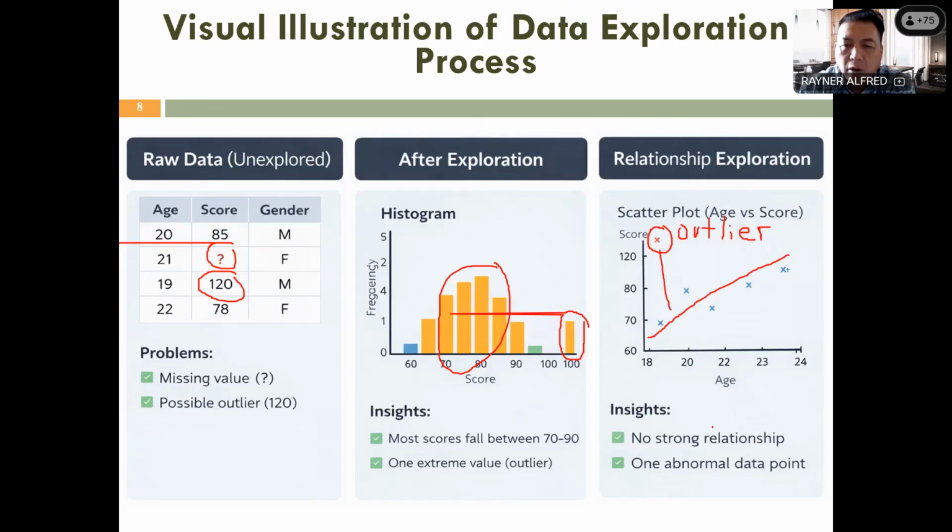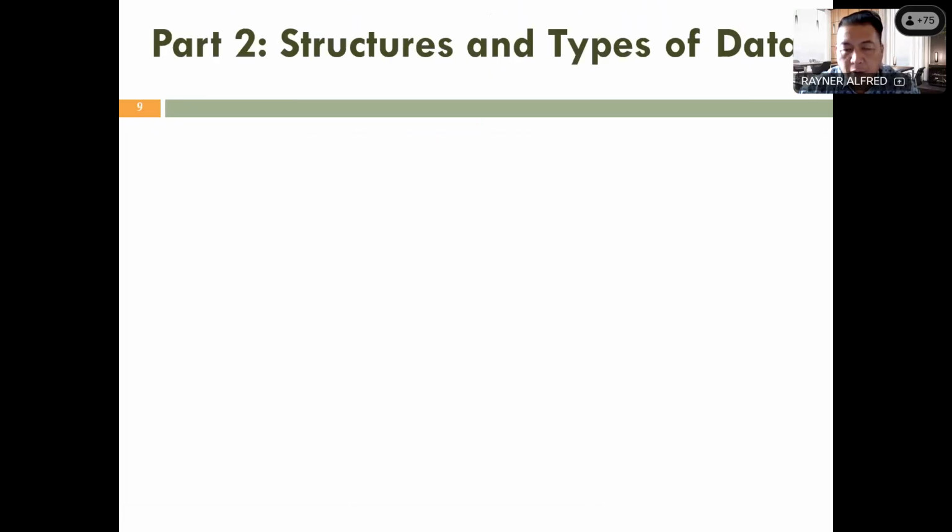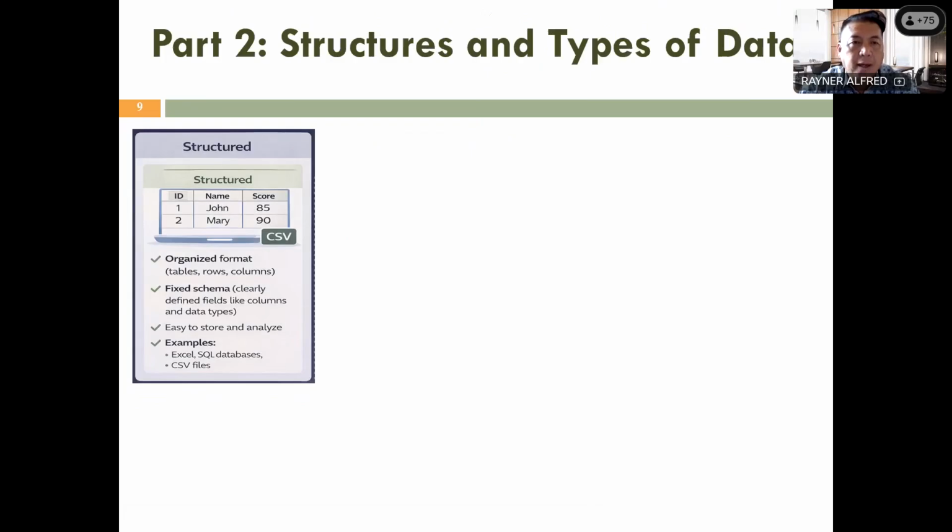A strong relationship is when the points are closer to the line that we want to draw. So one abnormal point is the outlier. These are some of the examples that you could do when you look at your data. In the practical later on, we will do all of this hands-on.